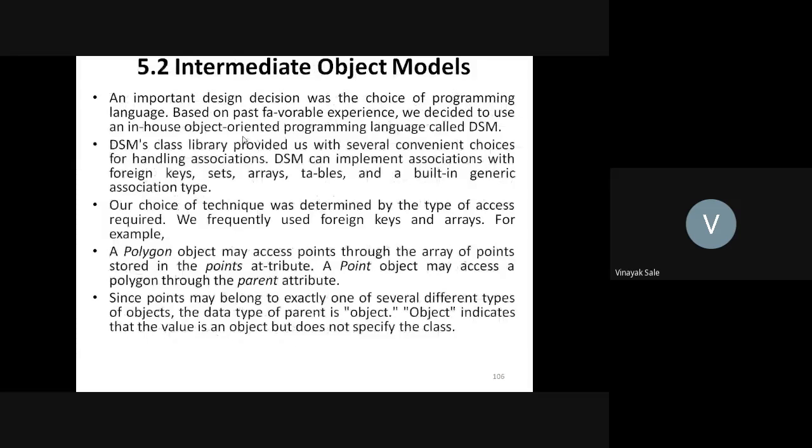Then second is intermediate object code or intermediate object models. An important design decision was the choice of programming language. Based on past favorable experience, we decided to use an in-house object-oriented programming language called DSM. DSM's class library provided us with several convenient choices for handling associations.